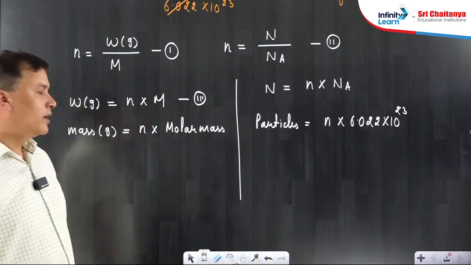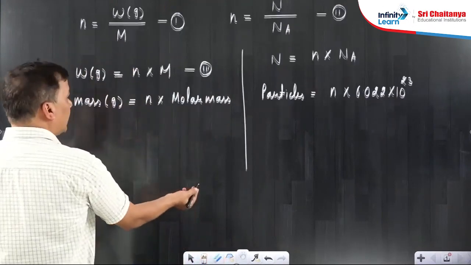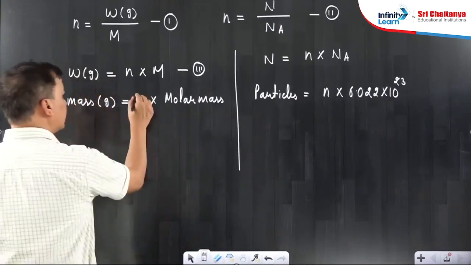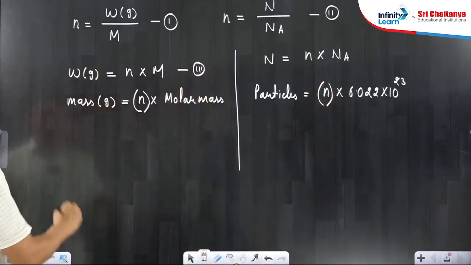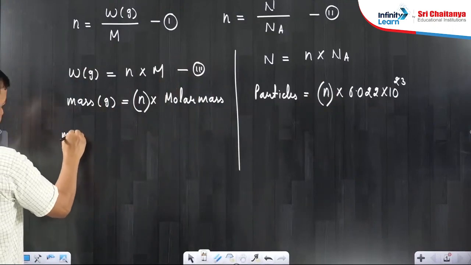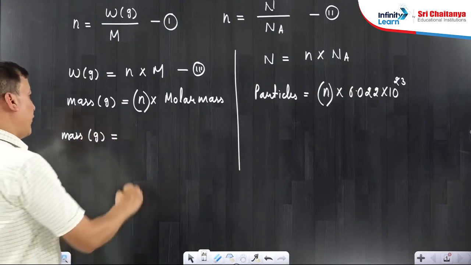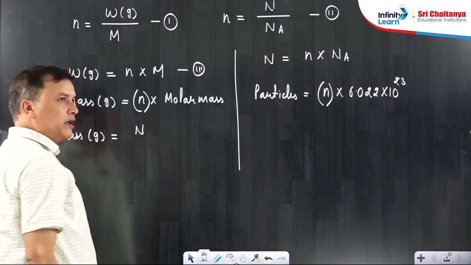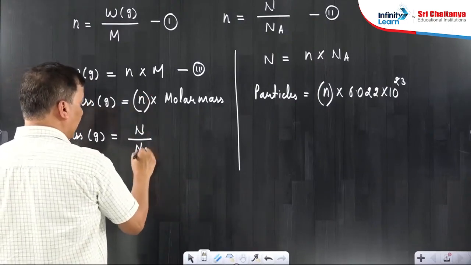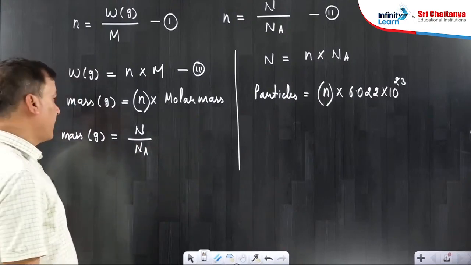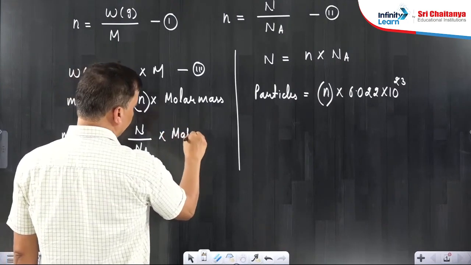Is that clear? So dear student, now if we are given, look at here, this is number of moles, this is also number of moles. So here if we have to find the mass in grams, that is equal to number of moles, and number of moles we can calculate from particles, that is the given number of particles upon Avogadro's number, into molar mass.